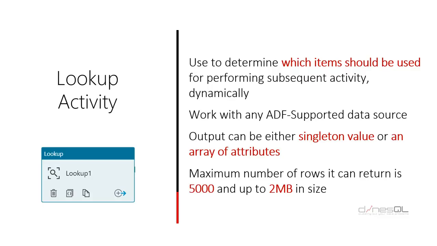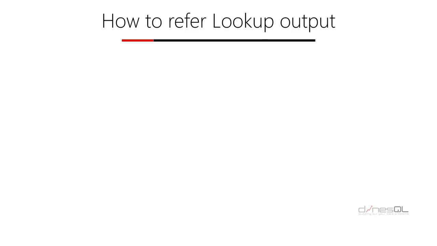But remember, lookup can load a maximum of 5,000 records or rows into a lookup container. If you think about the amount, it is limited to 2 MB in size. Just remember that limitation, but you may see different values for this limitation in future versions. Let's try to understand how I can refer to output related to lookup with other activities.